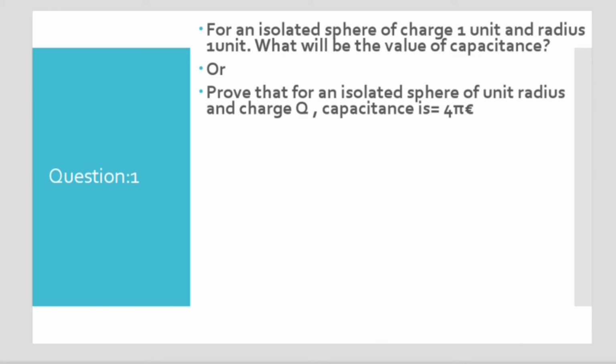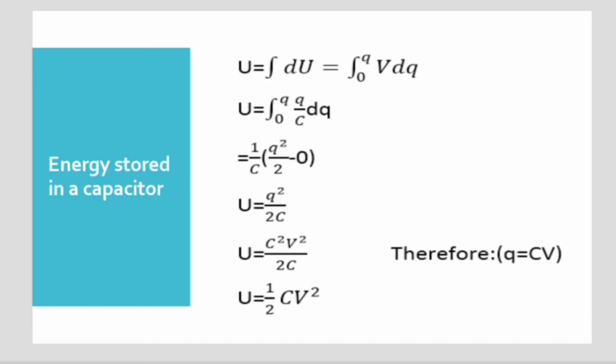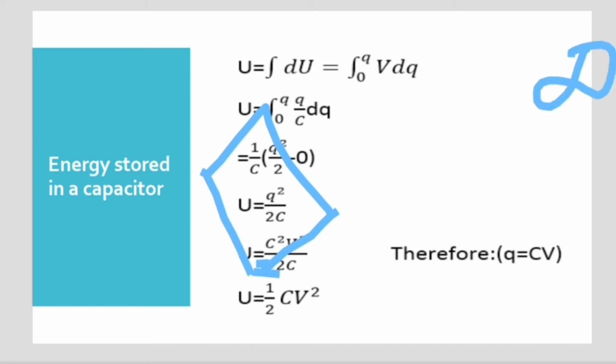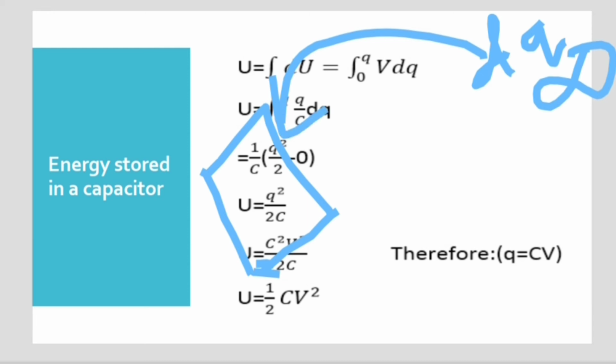Now we are going to the last slide of the day, and that is the most important slide because in alternate years this is coming. That is known as energy stored in a capacitor. So first understand the basic concept. Here you have an object and you are willing to charge it. First, from infinity you bring dq charge to the object.